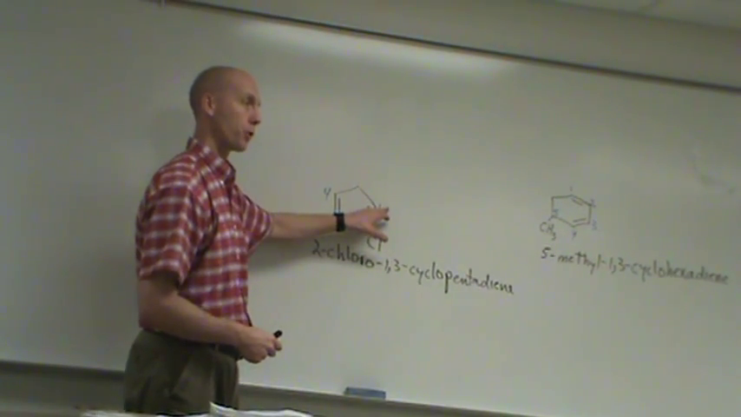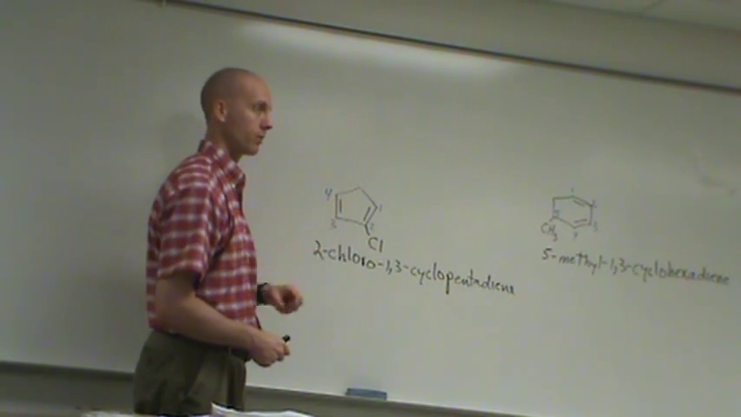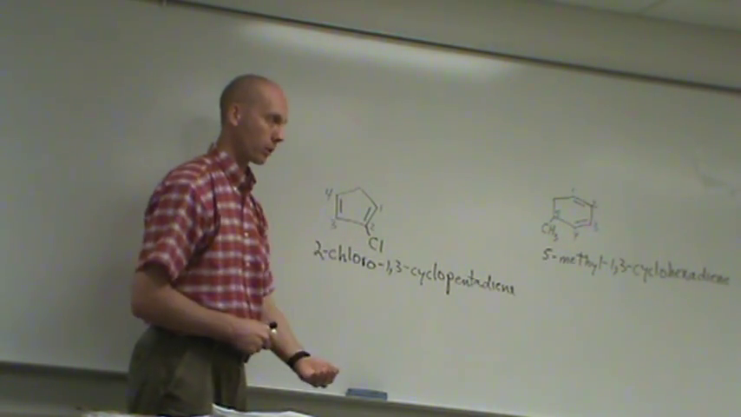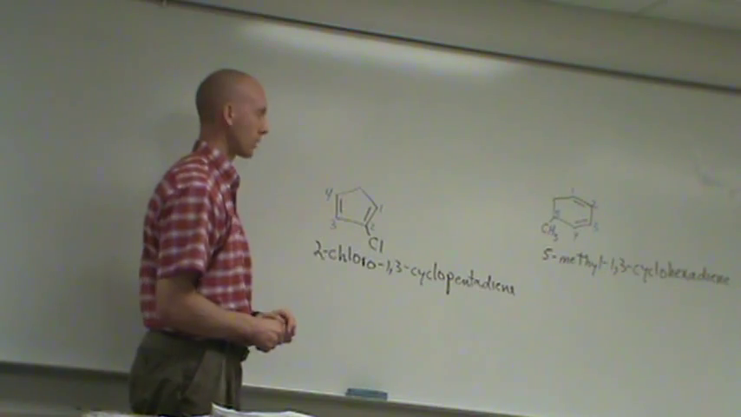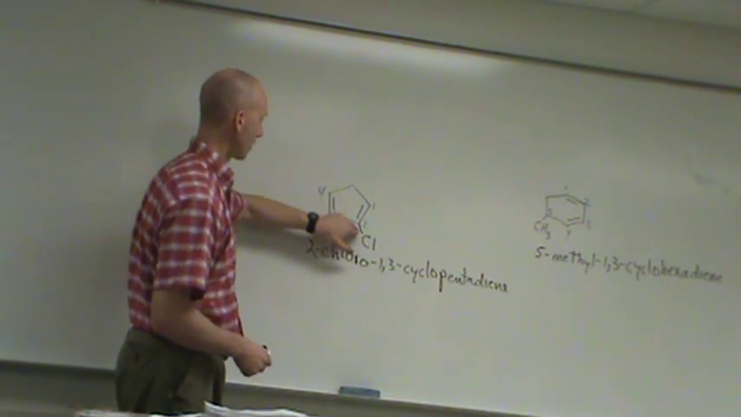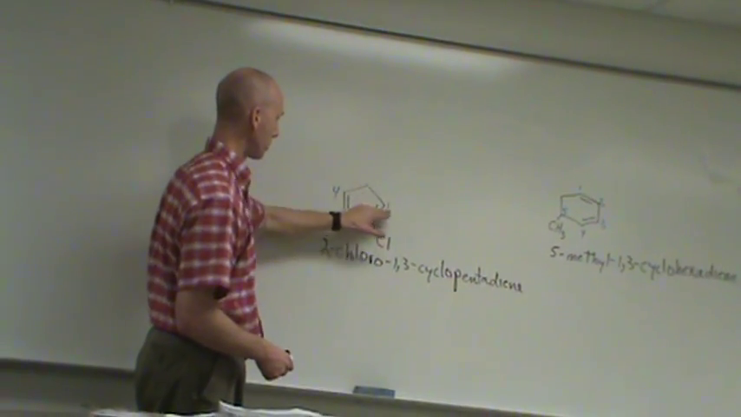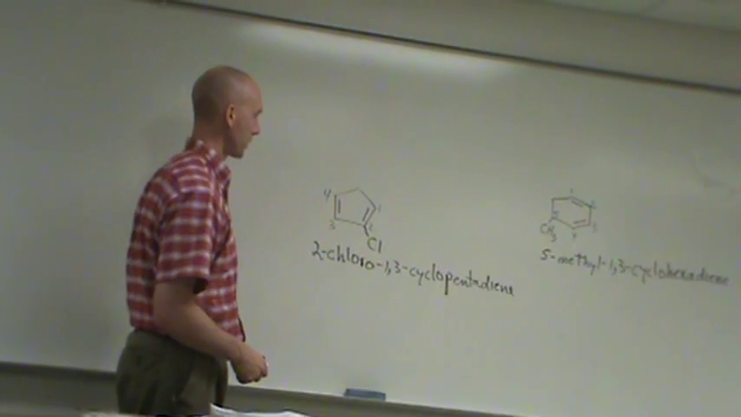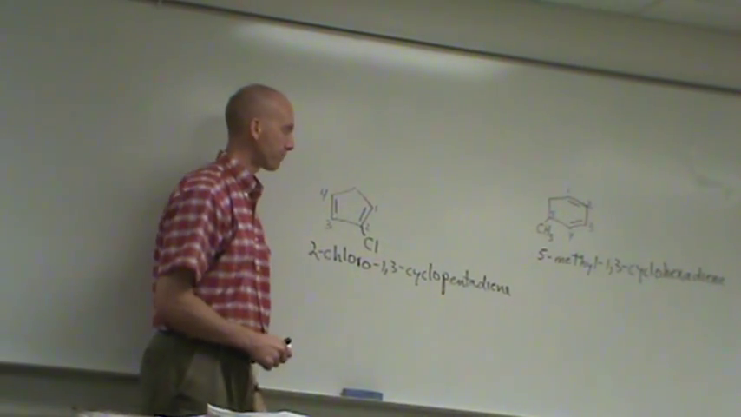And remember, I got to number through. Whatever the extra stuff is outside of the ring, make it smaller. That's right. So I'm going this way instead of that way, because the double bonds are smallest this way, and also the chlorine is smallest that way. Okay?